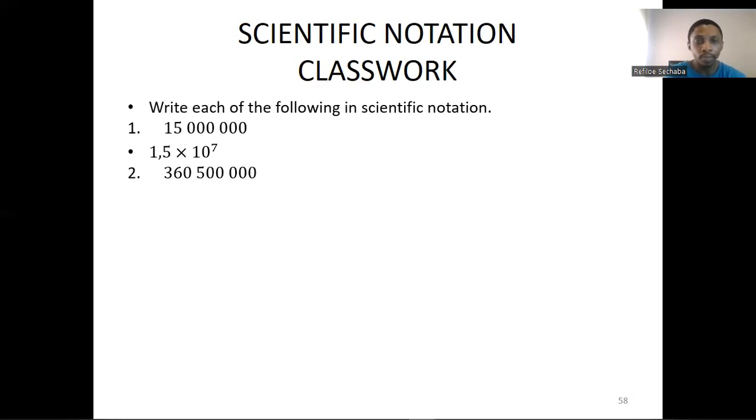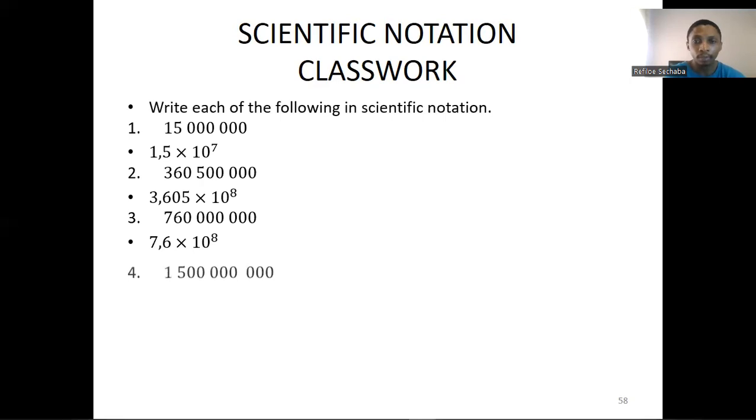What about this 316,500,000? You're going to write it as 3,605 times 10 to the exponent of 8. And what about this 760 million? It will be 7,6 times 10 to the exponent of 8.